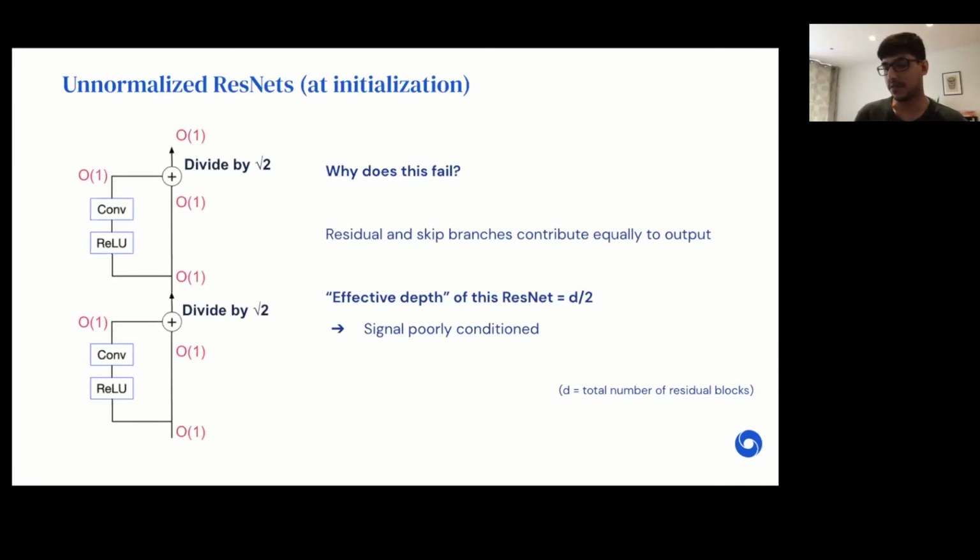The key reason this fails is that if you look at any residual block here, you'll see that the residual and the skip branches contribute equally to the output. Intuitively, you can think of the output signal as being composed of half of the residual branches and half of the skip paths. So the effective depth of this ResNet is roughly D over two, where D is the number of residual blocks in this network. Training this network is hard for the same reason that training a vanilla feedforward network is hard: the signal becomes poorly conditioned the deeper the network gets.